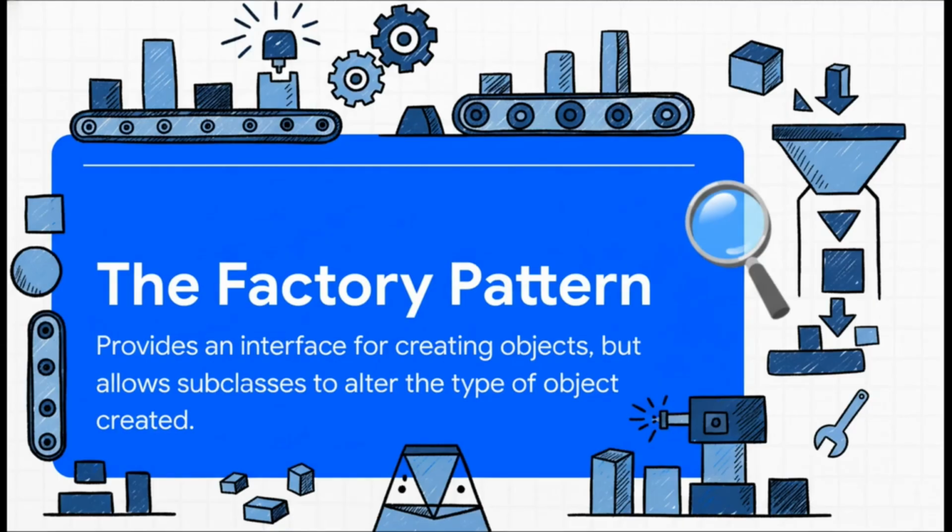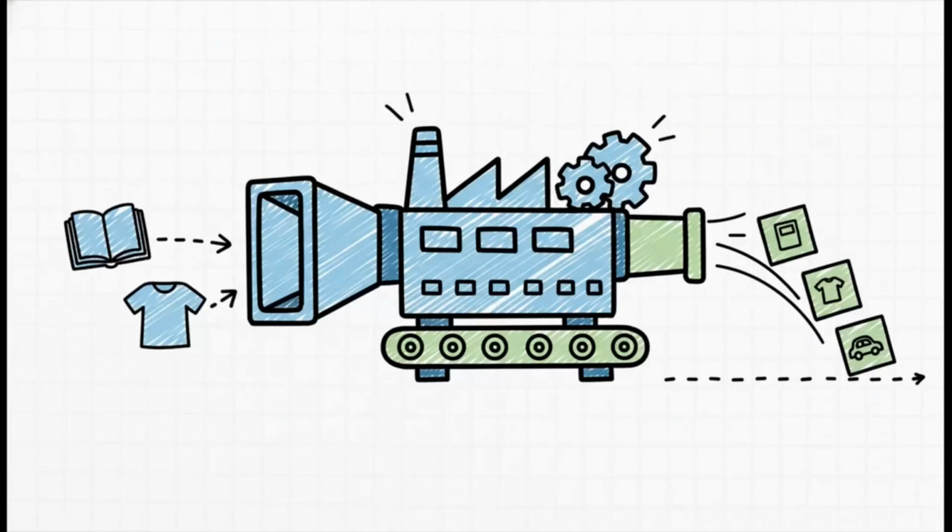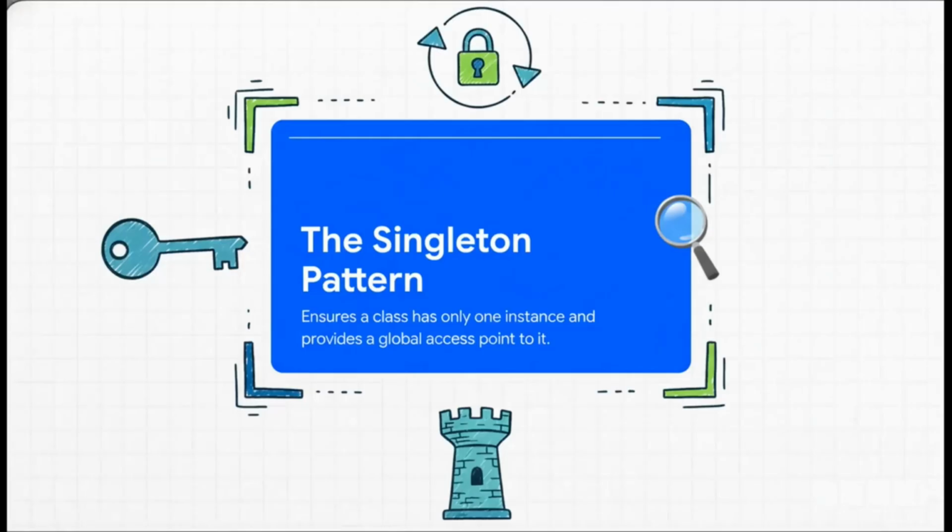This is awesome because it separates your main code from the specific classes it needs. For example, picture an e-commerce site. Instead of having new book, new clothing, and new toy sprinkled all through your code, you just make one call, product factory create book. Now, if you need to change how a book is made, maybe add a new dependency, you only change it in one place, the factory. Super clean, super centralized.